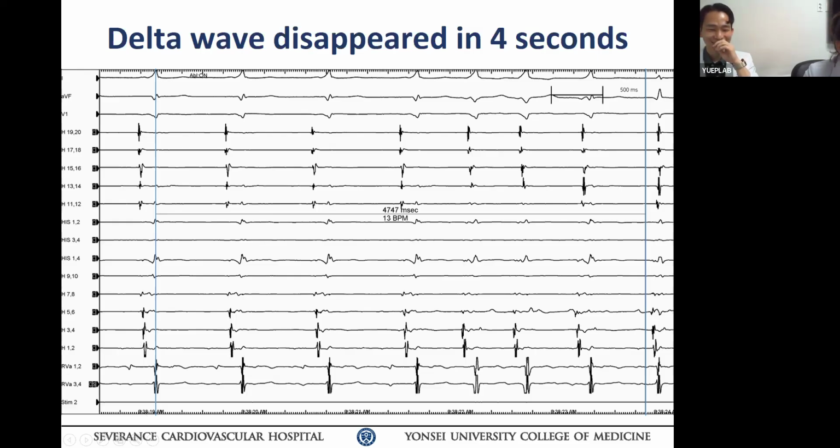I have a question for you. How come the delta wave got bigger during the burn? Is this normal? Looks like acceleration, pre-excitation.